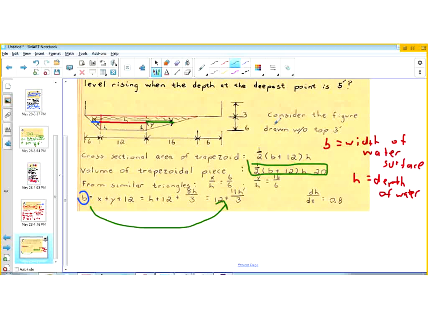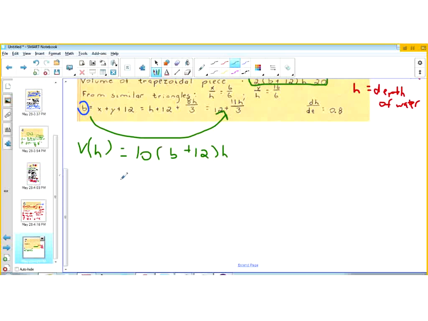And so what do we do? We replace the B parameter in the volume with its expression in H. So you see how that takes place? The volume of the water in the pool with respect to H, its instantaneous height, is this formula. That would be 10, see, 20 times a half is 10. So that would be 10 times B plus 12 times H.